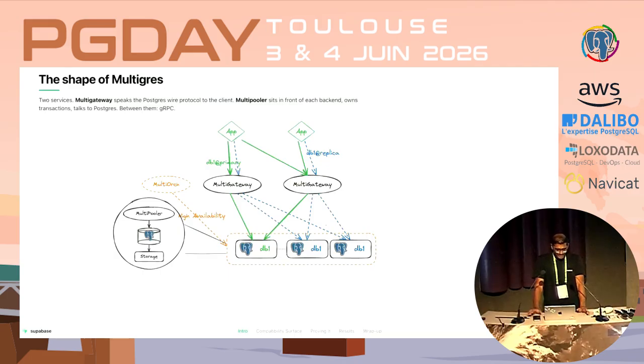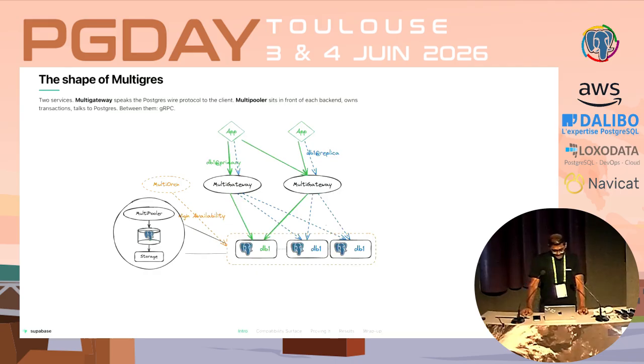So what is Multigres? A little bit of architecture. There are two services. One is the multigateway. This is the one which sits at the very front and speaks the raw Postgres wire protocol, and that is the one which your clients are directly connected to. That could be your psql, your driver, your ORM, anything. Behind that is a multipooler which sits in front of each real Postgres. This owns the transaction and does the actual talking to Postgres.